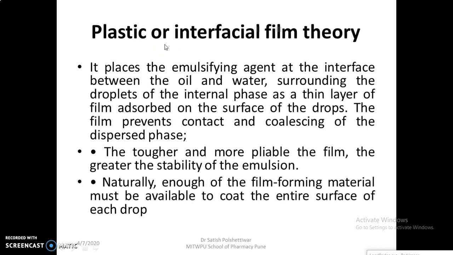The emulsifying agent is placed at the interface between the oil and water, surrounding the droplet of the internal phase as a thin layer. It is going to form a thin layer on those globules so as to prevent contact and coalescence, the dispersion. It will repel each globule from each other because of the formation of a film of that surfactant.